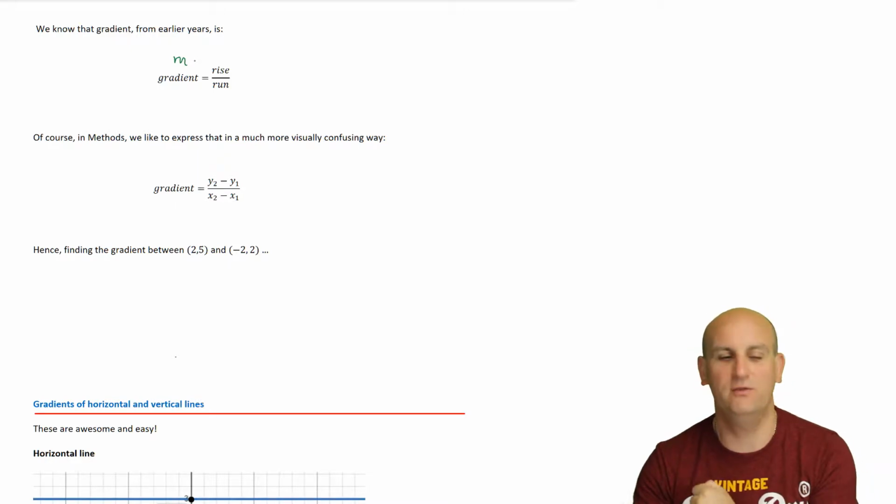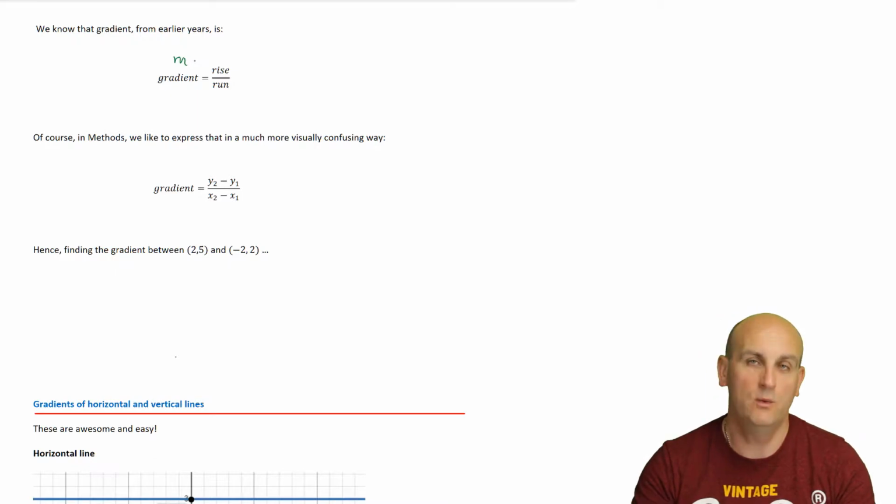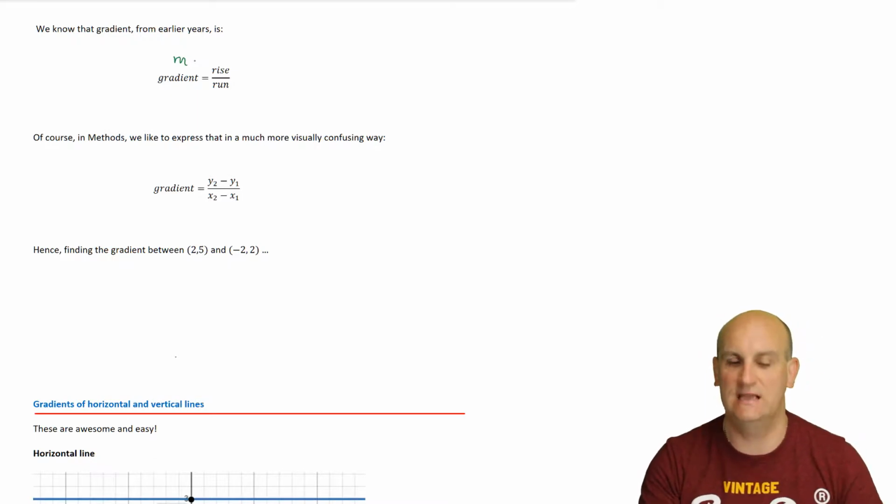But of course, in methods, Barry's at it again. Why on earth would we want you just to remember rise over run when we can throw letters into it and confuse the bejeebus out of us?